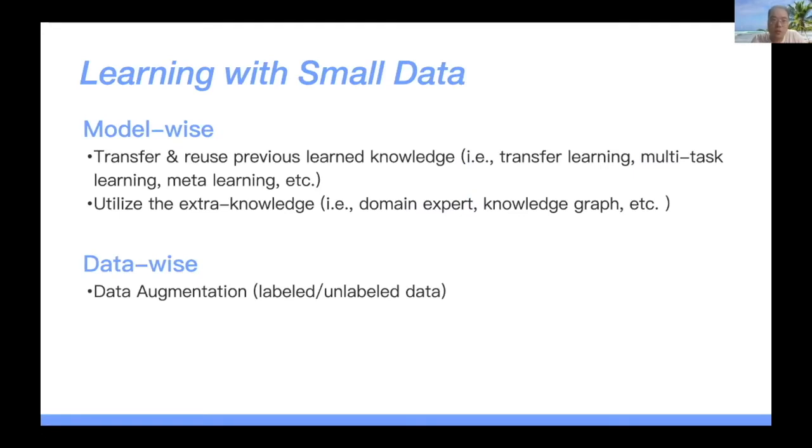So how do we deal with small data? Mainly there are two approaches. One is model-wise, the other is data-wise. For model-wise approaches, we basically want to transfer or reuse previously learned knowledge and generalize that knowledge to our target task. For example, the very famous BERT model in NLP is pre-trained on two tasks, language modeling and next sentence prediction. In this pre-training stage, the model learns some common sense about language. Then we can generalize that knowledge to other tasks such as text classification, question answering, and so on.